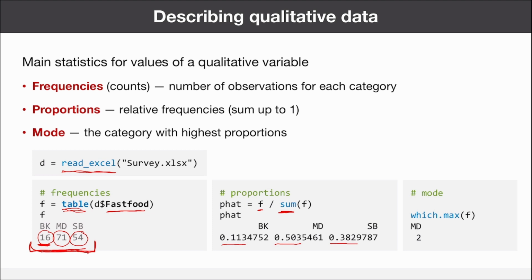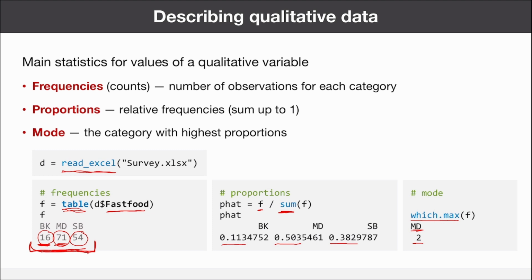So therefore, in this case, we just need to find out which value is the biggest in the frequency table. And that's what you can do with the function which max. If you just run max, it will give you the highest value. But if you run which max, it will give you a position or name of the biggest value in your sequence, in your vector. And that's exactly what we have as 2 here, or MD, McDonald's. And then you can see that indeed, McDonald's is a mode. It's a category with the highest frequency. Okay. So these are 3 statistics that you can use to describe any single qualitative variable.